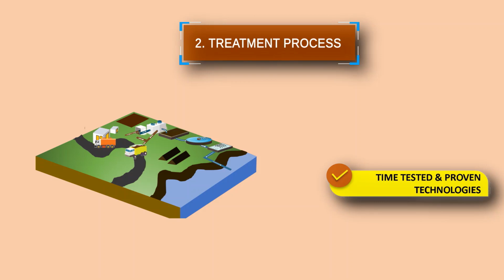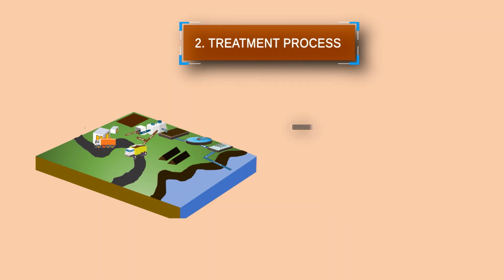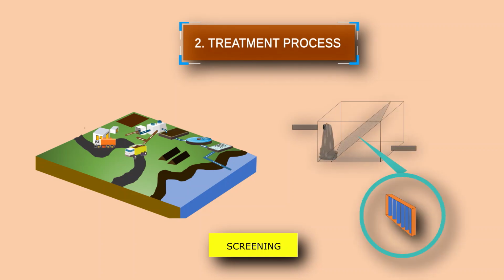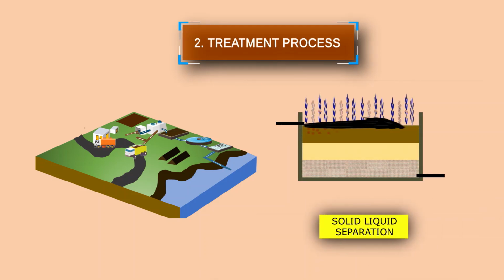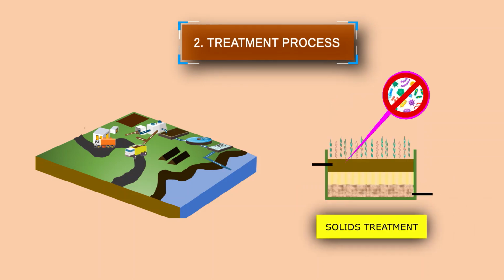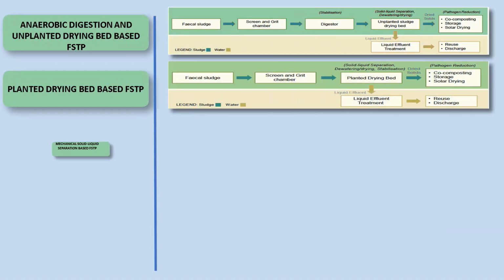Time-tested and proven technologies should be specified to ensure that FSTPs function consistently throughout their life cycle. The main purpose of this specification is to ensure completeness of treatment process, including certain key steps such as screening, which is removal of solid waste, trash and grit from the incoming fecal sludge. Solid-liquid separation, which is dewatering the fecal sludge obtaining solid and liquid streams. The liquid stream is further treated to meet effluent discharge standards. Solids treatment, to meet pathogen and VAR standards. More technologies should be added as they emerge and prove to be robust.